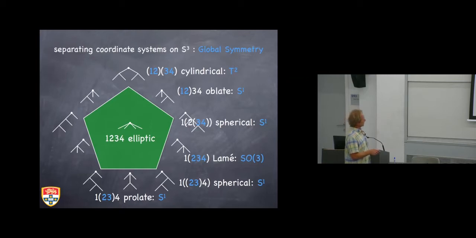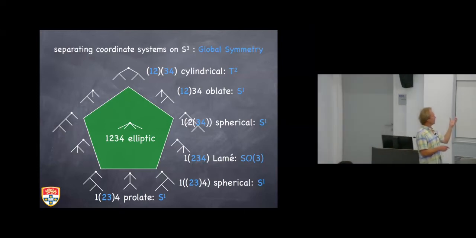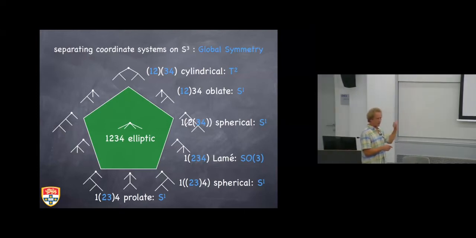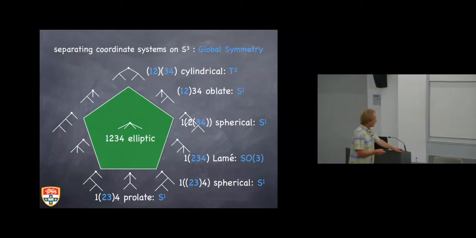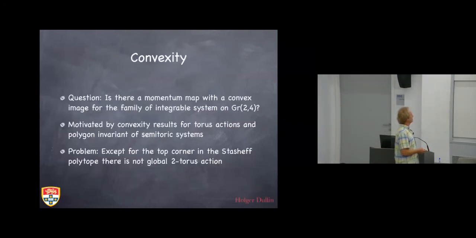So you can think of this as an action on the original space, which is T star S3, but it also descends to the reduced system on S2 cross S2. And that's the most interesting case. I really want in the end a T2 action on this S2 cross S2. And here I have S1 actions, while in the middle there's no global S1 action at all. Okay, so I guess that's the tale of the first polytope.